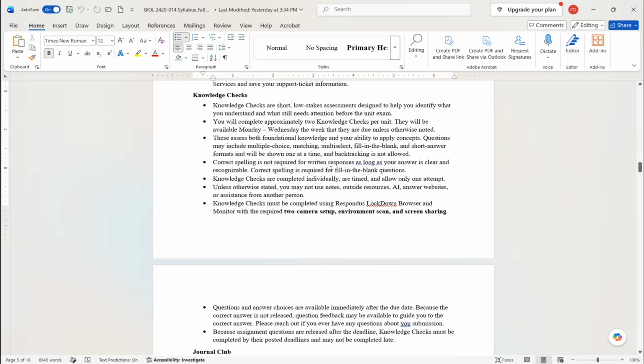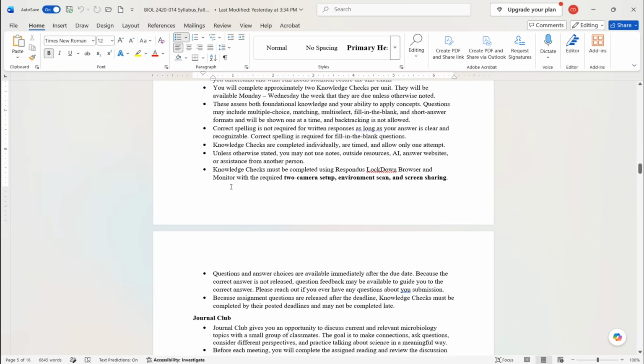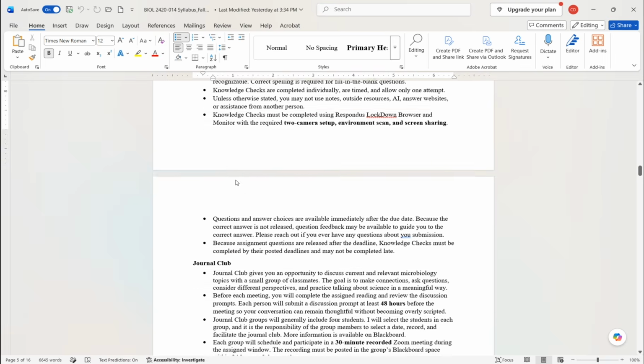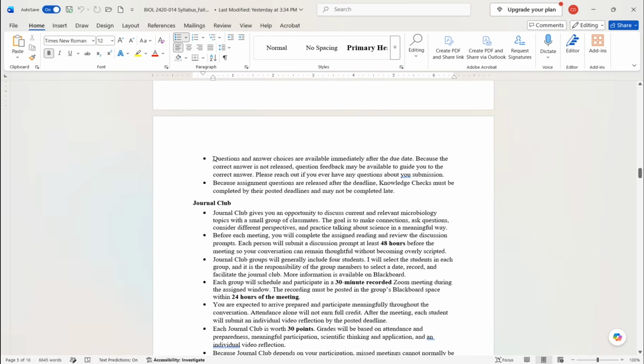Okay, so again, it's a graded submitted assignment, so you will need that 2-camera setup. Now, with knowledge checks, after the due date, okay, not when you submit, but the actual due date, as soon as the due date has passed, you can go into the gradebook and view the questions and question feedback for that assignment. So you'll be able to see the actual questions, whether you got the question right or wrong, and sometimes there'll be a helpful tip you can use to help answer the question if you didn't get it correct.